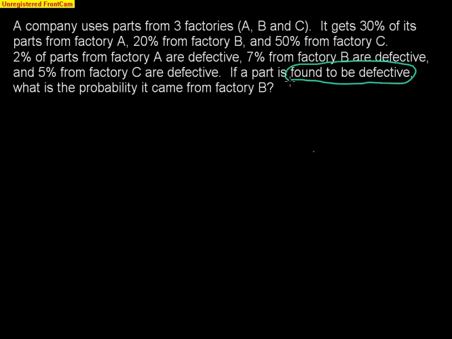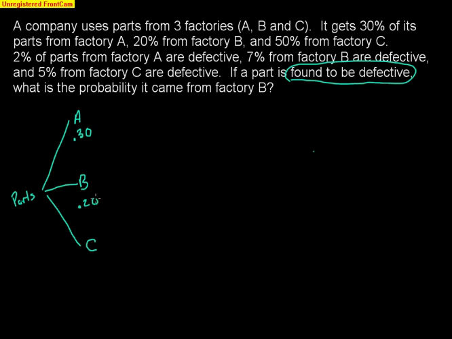All right. The easiest way to solve this problem is what we call a tree diagram. So we start off with parts. Okay, parts can come from factory A. Parts can come from factory B, or parts can come from factory C. Factory A is 30% of parts. Factory B is 20% of parts. Factory C is 50% of parts.